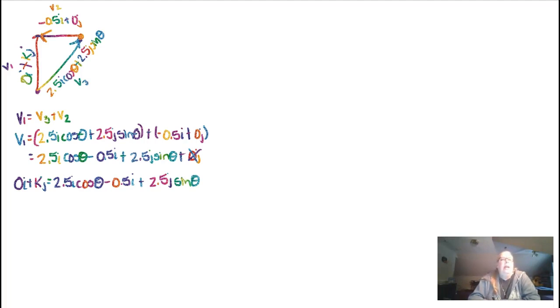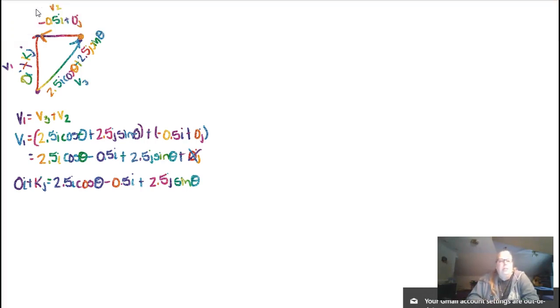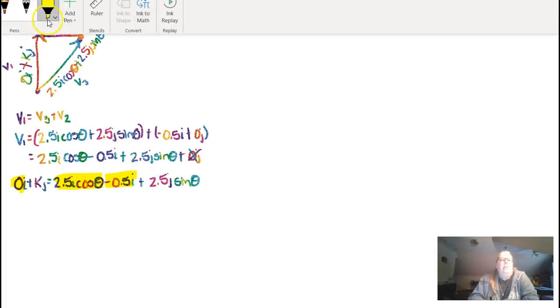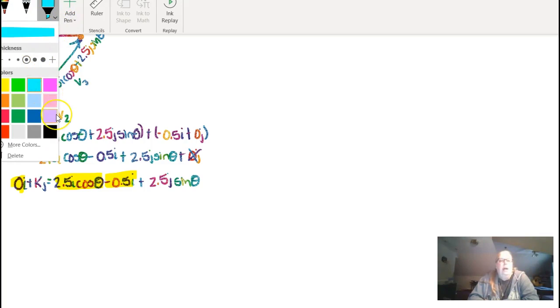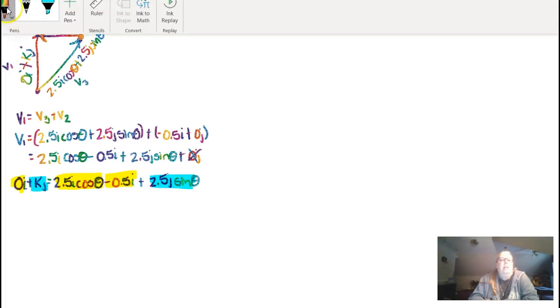Okay, and now we're going to be a little bit clever here. I'm actually going to create some like terms. Now, remember what we did last semester with the partial fraction decomposition? Okay, I'm actually going to make an equation out of the 0i, the 2.5i cosine theta, and the negative 0.5i. And I'm also going to make an equation out of the kj and the 2.5j sine theta. And so that's going to look like this.